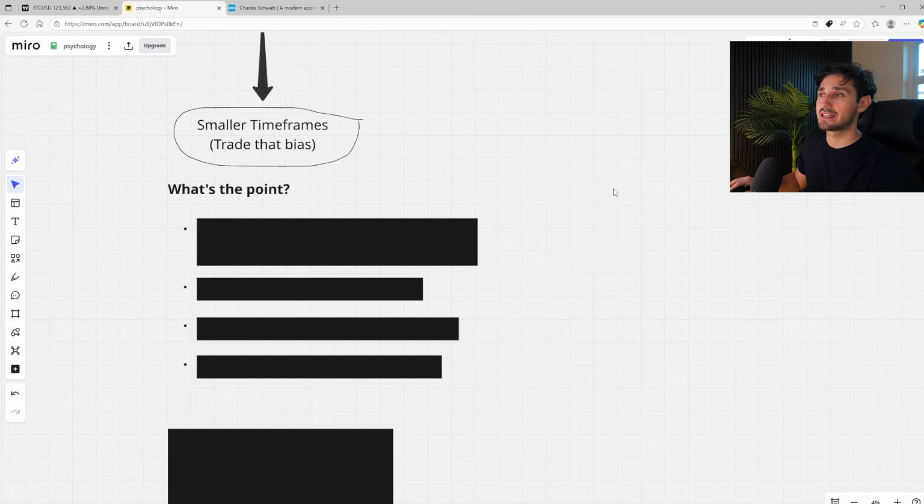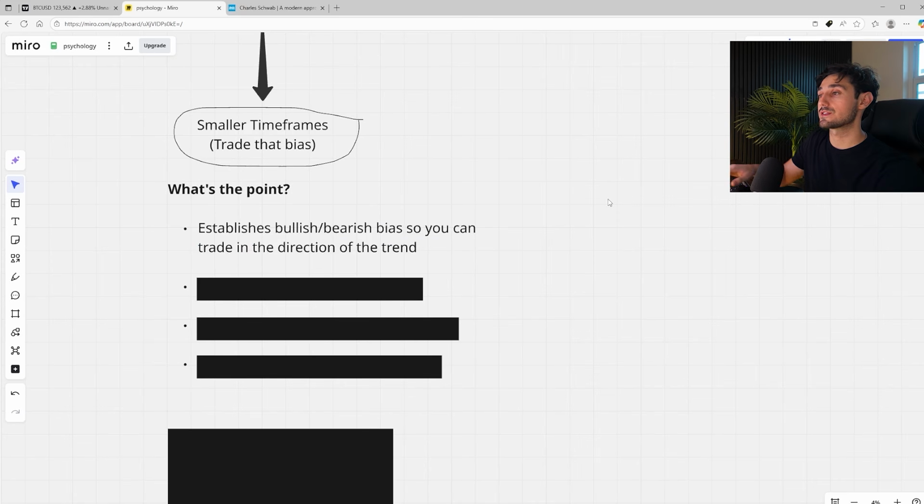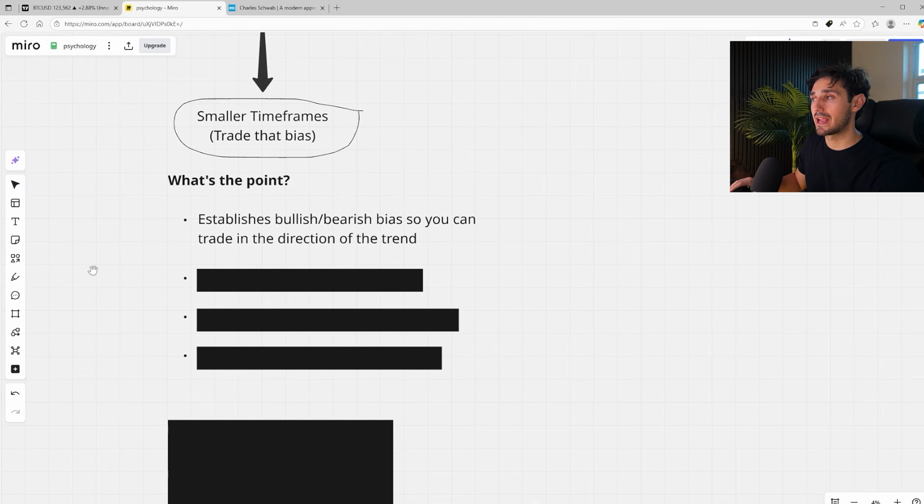So why is top-down analysis so important? It's important for a few different reasons. Number one, it's critical to establish that bullish or bearish bias before you take the trade so you can understand the direction of the trend.